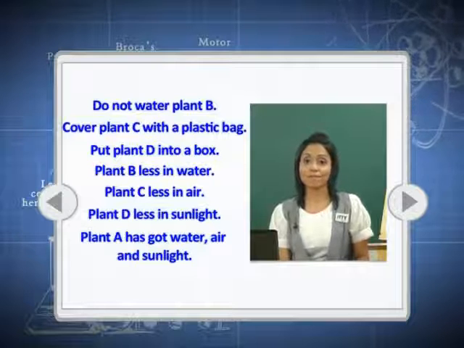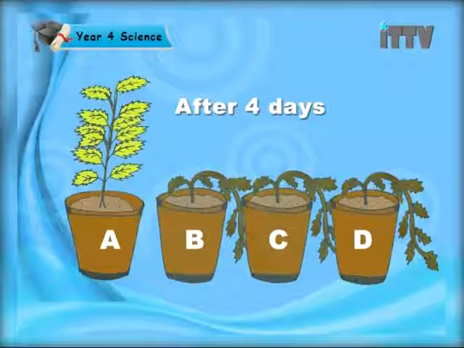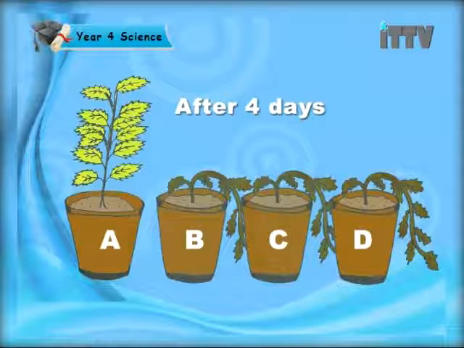So, at the end of the experiment, we would find that plant A lives healthily, green, and plants B, C and D wither and die. From the experiment, what can we conclude? Think. Yes, plants need water, air and sunlight to survive. Now, I'm sure this experiment has given you an insight into the basic needs of plants. Now, to further our knowledge regarding the basic needs of plants, shall we do some exercises?